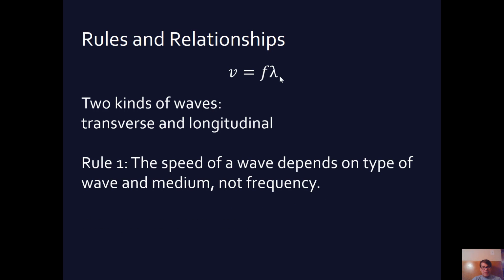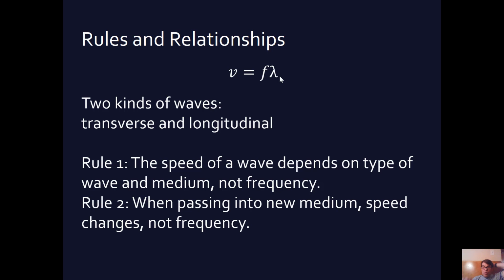Here are a couple of rules. The speed of a wave v depends on the type of wave, transverse or longitudinal, and the medium, water or string. But the speed of a wave does not depend on the frequency. So you can have a wave that's going like this, but it's still moving at the same rate. It depends on the medium and on the type of wave. Here's rule 2. When a wave passes into a new medium, the speed changes, but the frequency doesn't change.